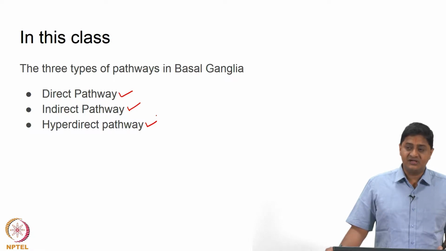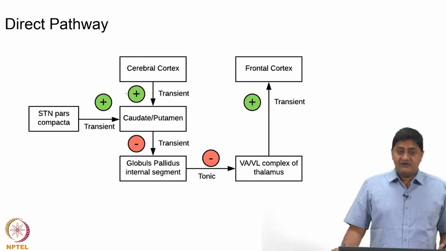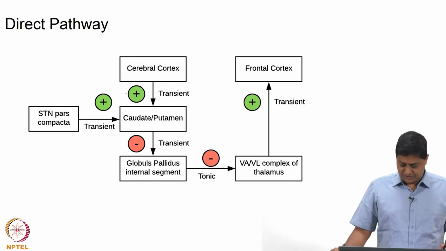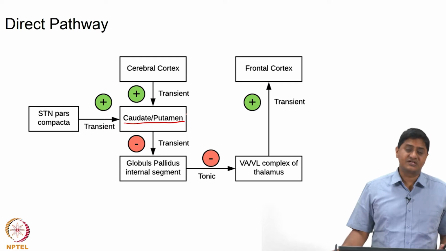be relatively dominant. Let us remember that the striatum is the major input structure of the basal ganglia, and the substantia nigra pars reticulata and the globus pallidus internal are the major output structures. Here we have taken only the GPI as the output structure, and here striatum is shown separately as caudate and putamen.